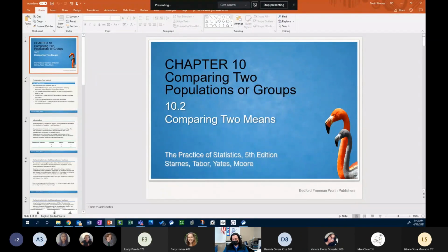So we're going to start on section 10.2. I'm going to share my screen. If you're taking notes, have those ready. This will probably feel a little fast. And if you need me to slow down, please tell me.